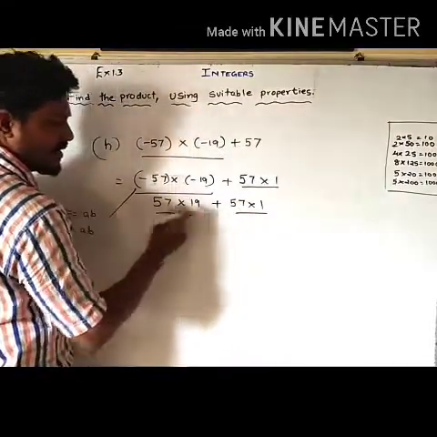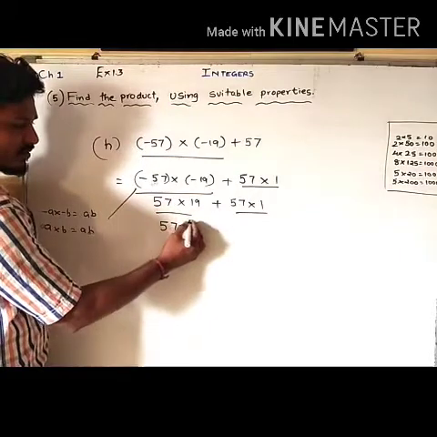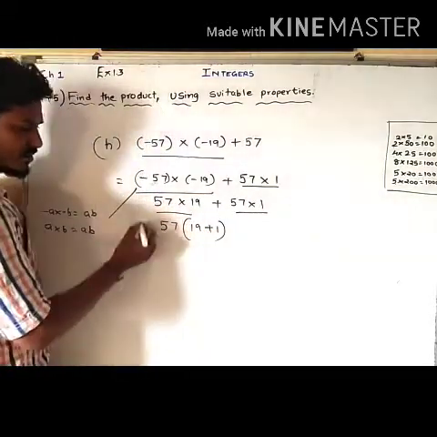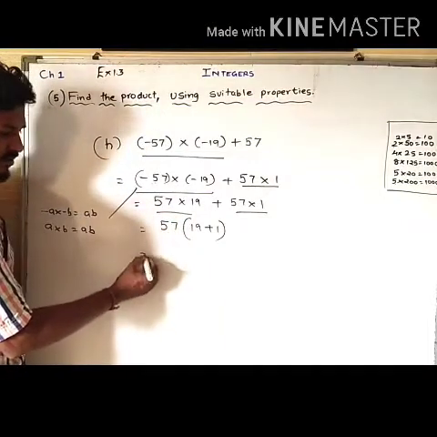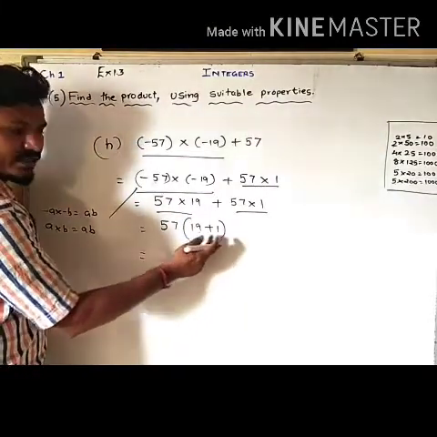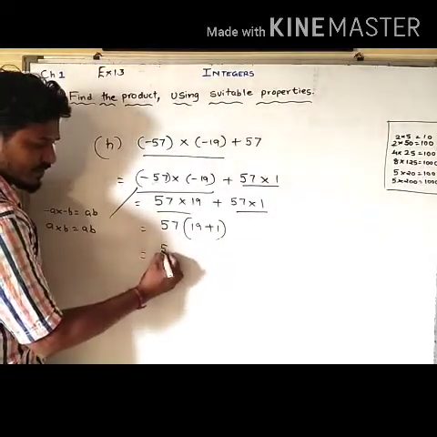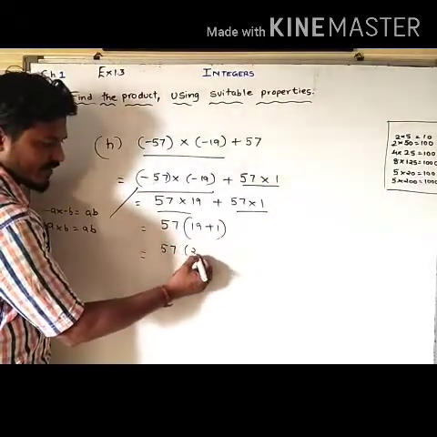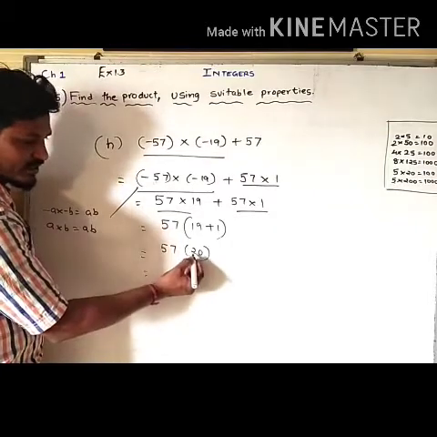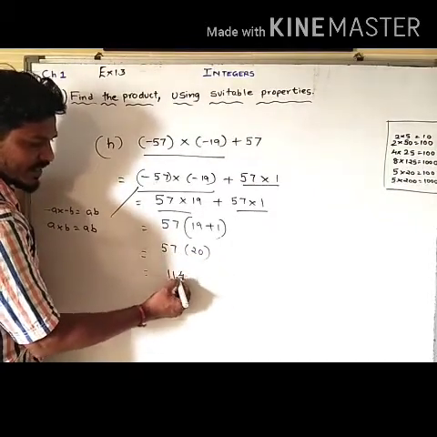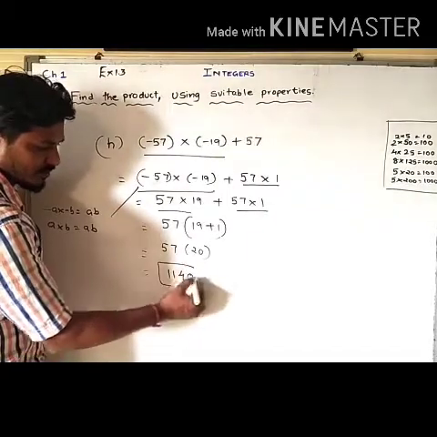Now you can easily take 57 as common and whatever is uncommon will go inside the bracket. Now 57 multiplied by these two values. Now resolve the bracket first. 57, 19 plus 1 is 20. Now you can easily do the multiplication. 2 sevens are 14, 1 carry, 2 5s are 10, 11 and 1 0.